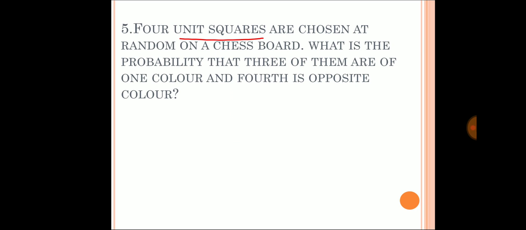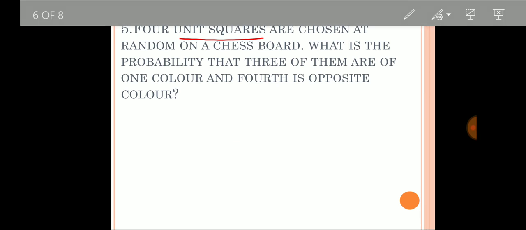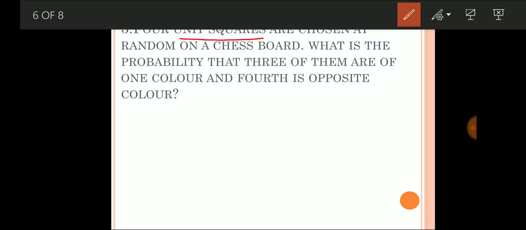So we know from 64 squares we'll have to choose 4 squares. That is the total number of ways in which we could choose 4 squares, which would be 64C4. It's nothing but 64 factorial divided by 4 factorial into 60 factorial. We are choosing 4 squares, which would be 4 factorial, and the other 60 factorial forms the other group.